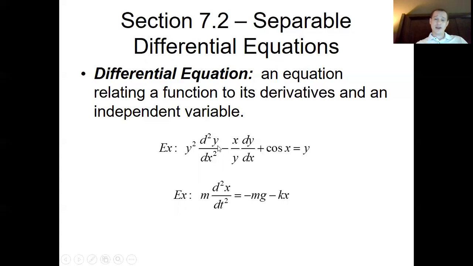But the point is that you can get some really complicated differential equations, but a lot of physical equations are set up as differential equations because you do know something about maybe not x, but maybe you know something about its acceleration or something like that, which is the second derivative.